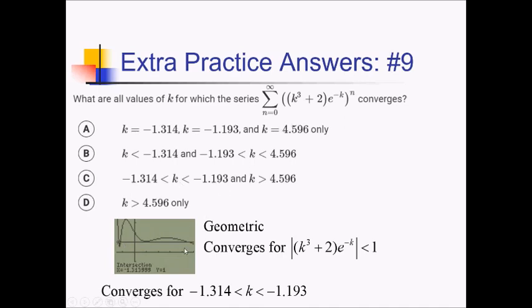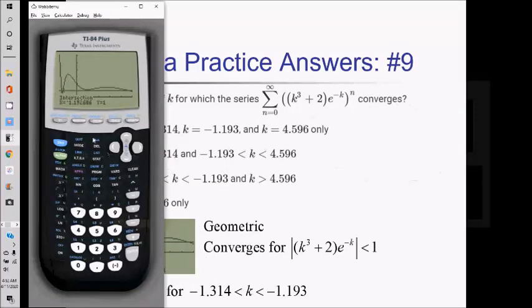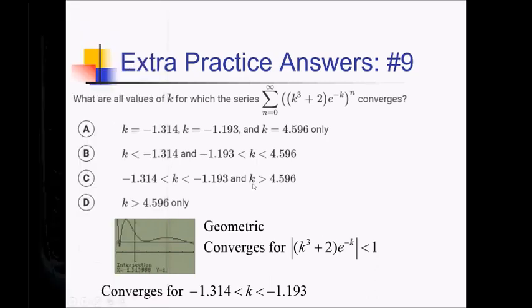And now everything after whatever this intersection is will also cause us to converge. So going back to the calculator, let's do second trace one more time, option 5. And then let me move my spider all the way over here. This is going to be a long journey, but here we go. Maybe we could play some journey music while this is happening. All right, so enter, enter, enter. That's about 4.596. So for k greater than 4.596, we will also be converging for this series. So looking at my answer choices, the only one that has all of this is answer choice C.